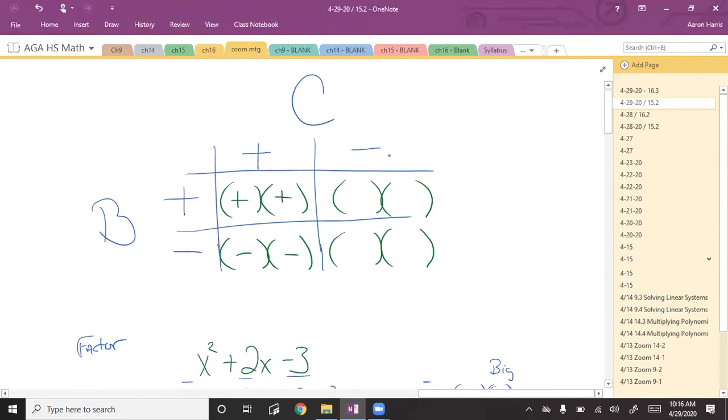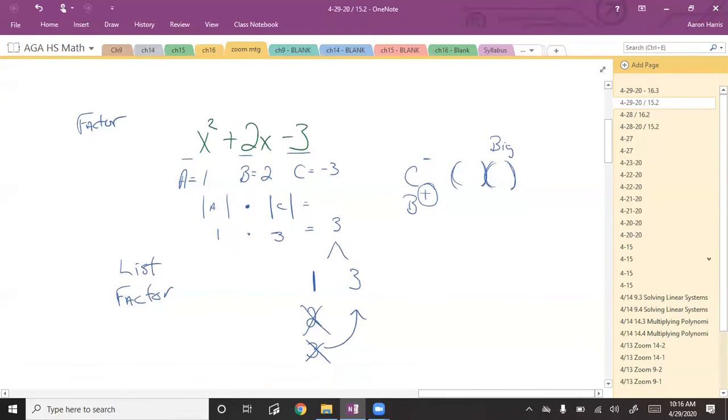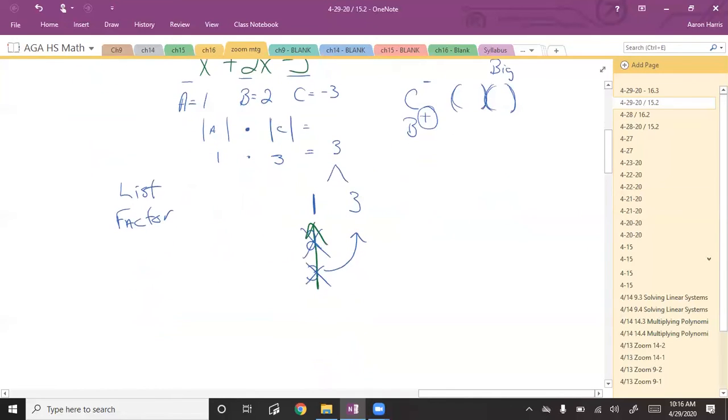If C is negative, I have to multiply a positive and a negative. Now, the bigger number, if I want B to be positive, has to be positive. The smaller number has to be negative. If B is negative, then the bigger number has to be negative, and the smaller number has to be positive. So here we go. This column right here are all your small numbers. And this column right here are all your big numbers.